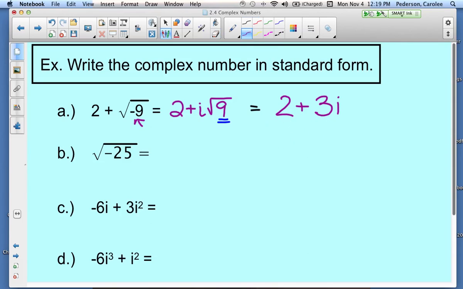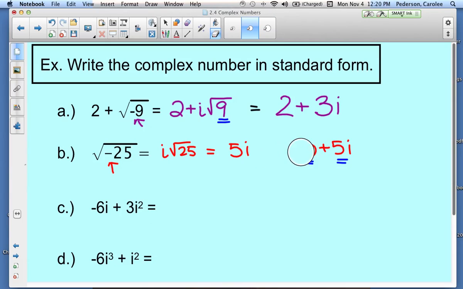Second example, we have a negative underneath this radical, so that becomes an i. The square root of 25 is 5, so you have 5i. In this part, if you wanted to write it like this, you could go 0 plus 5i. This is your real piece, and this is your imaginary. More students, I would say, would just rewrite it as 5i. It's probably easier.